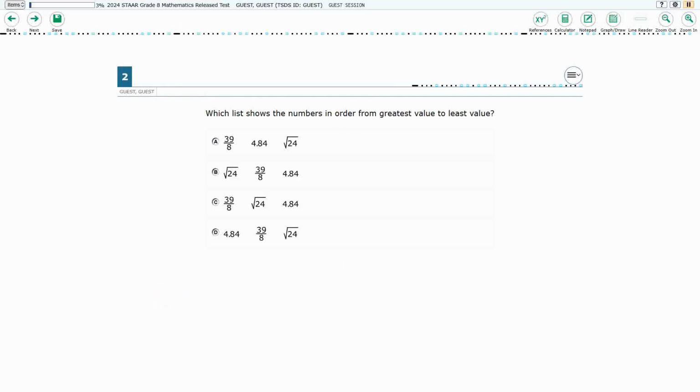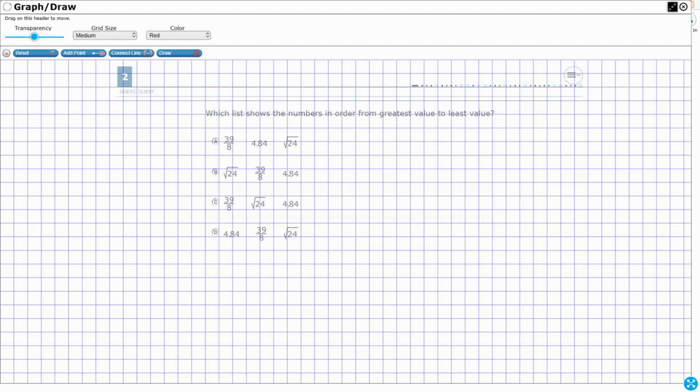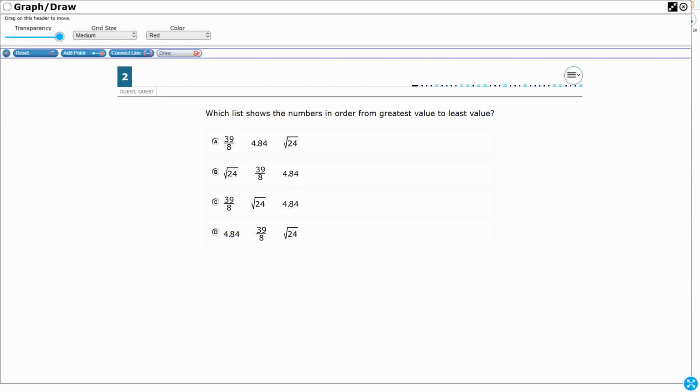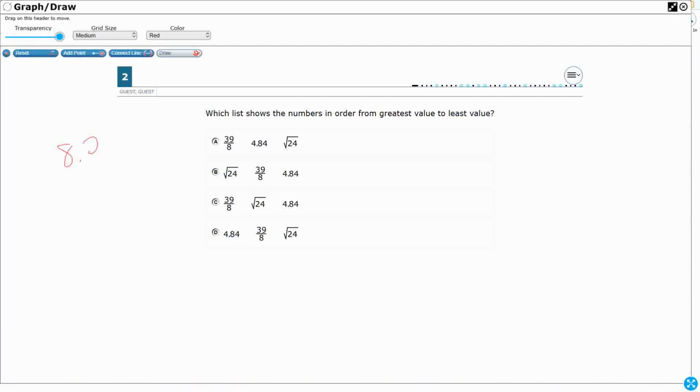For number two, we are ordering numbers. This is 8.2D. And once again, we're going to need our calculator for this because we're trying to find the list that shows the order from greatest to least. And I've got three terms. Let's make them all decimals. And I've already got a 4.84 that is a decimal. All right, so I've got two other terms I need to turn into decimals: 39/8 and then square root of 24.